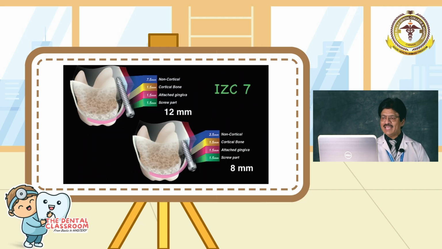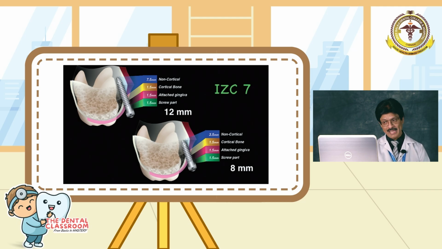When we look at the IZC7, and if you look at a 12 millimeter length implant, what needs to get into the bone, the attached gingiva and the screw part? If you have a 12 millimeter length implant, 7.5 millimeters should be in the non-cortical, that is the cancellous bone, 1.5 millimeters should be in the cortical bone, 1.5 millimeters should be in the attached gingiva, and 1.5 millimeters would be the screw part.